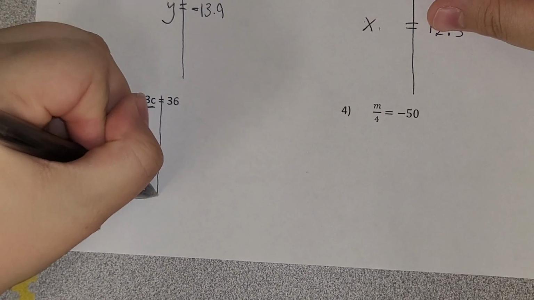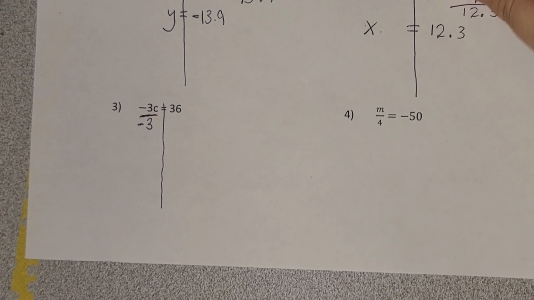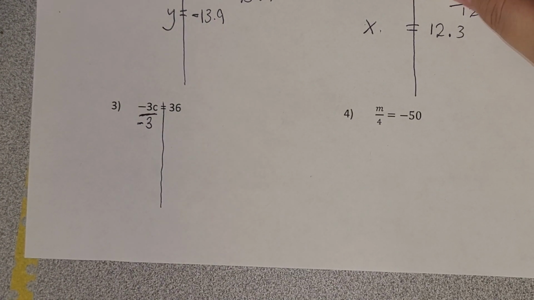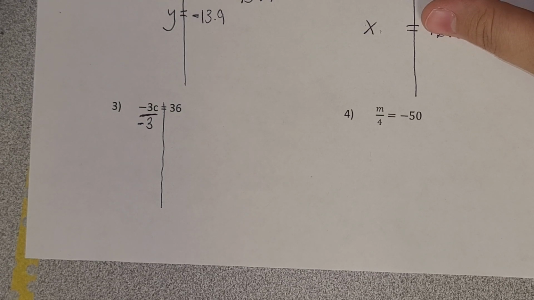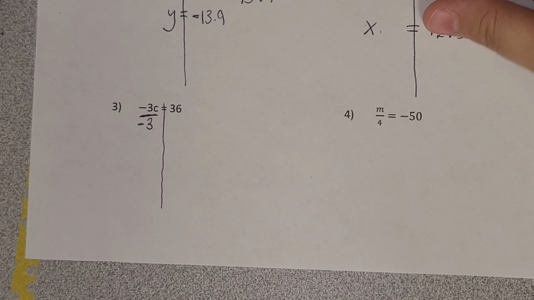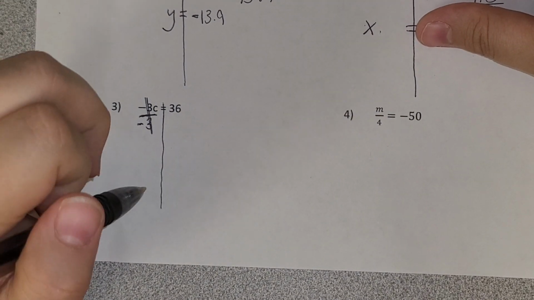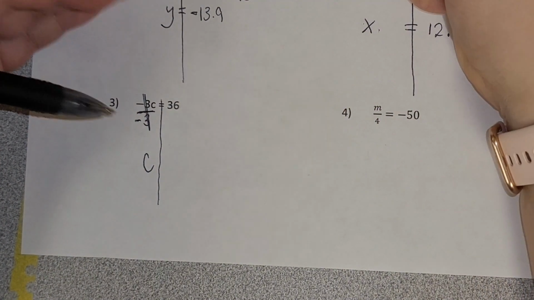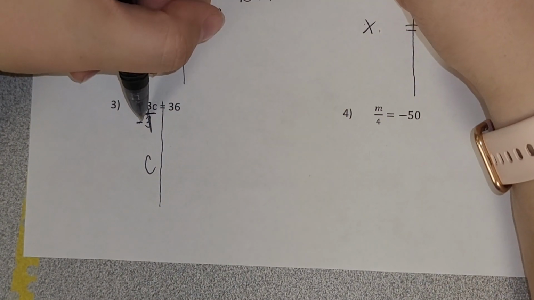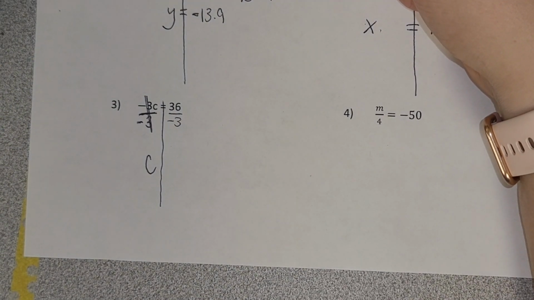Now, number one, I'm also going to keep my division. So if I have negative 3 divided by negative 3, a number divided by itself is 1. If I multiply anything by 1, it's the same. So that's what we want in order to cancel those 3's out and get C all by itself. But my balance is unequal. So if I divide by negative 3 on this side, I have to divide by negative 3 on this side.